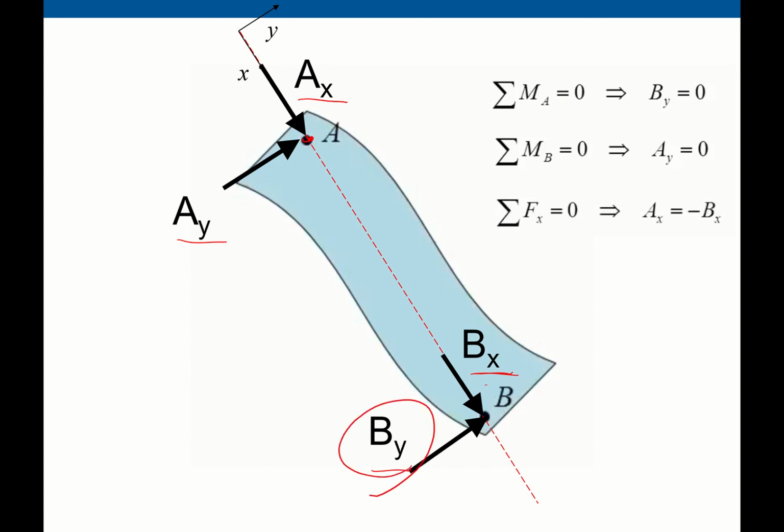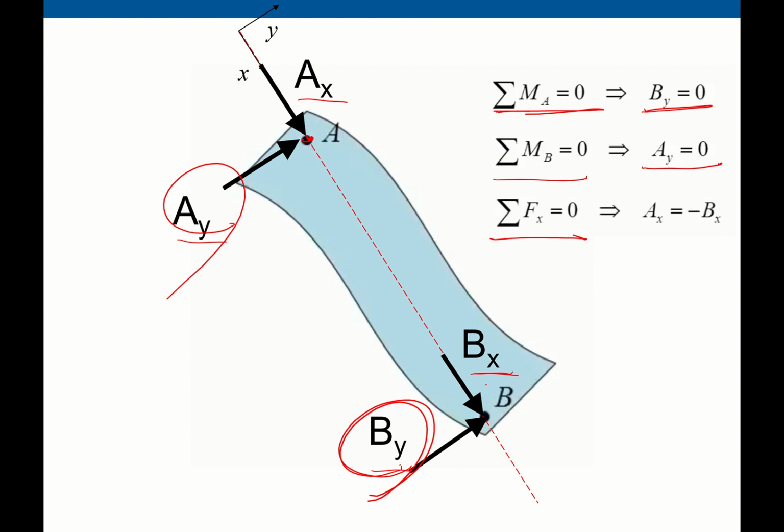Which force is affecting the moment at A? That is By, right? Because Ax and Bx are on the line of action, that means there is no perpendicular distance to point A, right? How about Ay? Ay is acting on point A, so there is no perpendicular distance. So Ax, Bx, Ay do not affect the moment at point A, only By. But since the moment at point A is equal to 0, that means By is equal to 0. How about the moment at point B? If the moment at B is equal to 0, that means Ay is equal to 0.